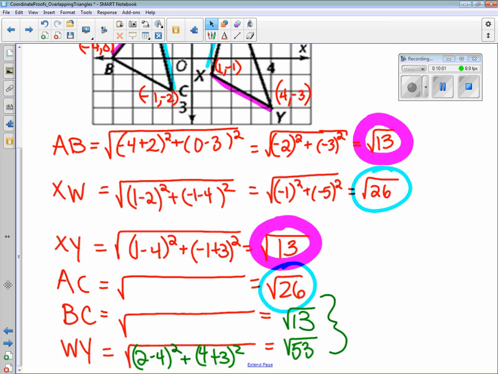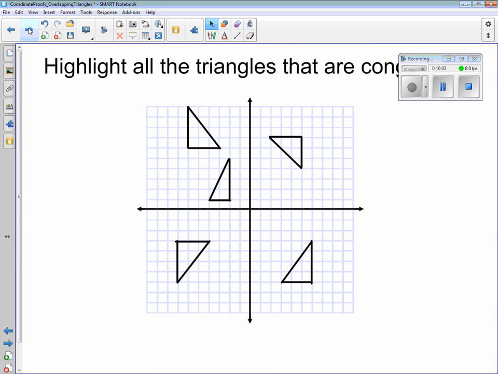Here's a type of question you might see on the SOL. You know how on your SOL they have like a little arrow that you can click on certain parts of the graph and that kind of thing? Well, here's a question you might see. I got a bunch of different triangles up there, and it says click on all of the triangles that are congruent. Okay, let's highlight them. There's possibly more than one pair.